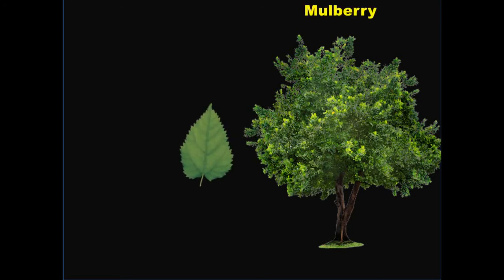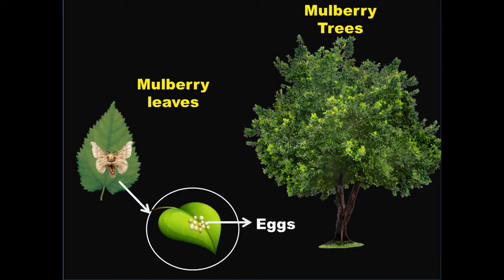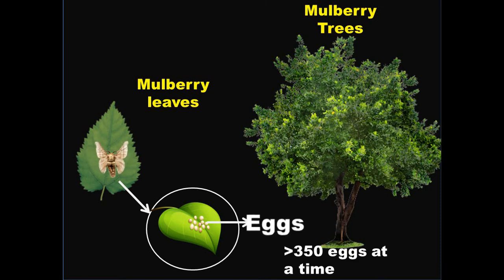Silk moths usually prefer the leaves of mulberry trees in order to lay their eggs. So, the female moth flies to the mulberry leaves and lays eggs on them. The eggs are mostly the size of small dots, and a female moth lays more than 350 eggs at a time. So the first stage is the egg stage.